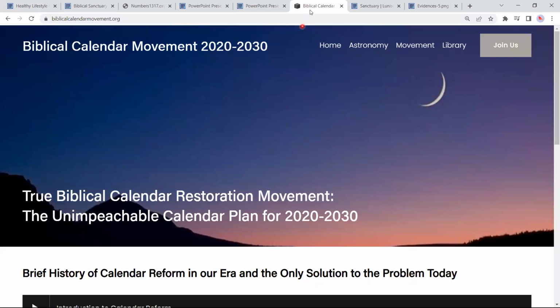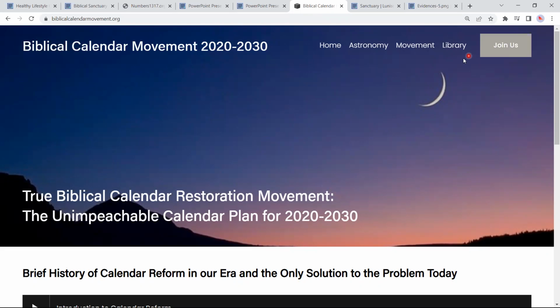As we look again at the biblical calendar movement, there is no end to this calendar. We believe that it will be kept unto eternity, according to Isaiah chapter 66, when from one new moon to another and from one Sabbath to another, we will come to worship the Lord in the New Jerusalem. So we have to be prepared. So we're practicing now the true biblical calendar restoration, the unimpeachable calendar.